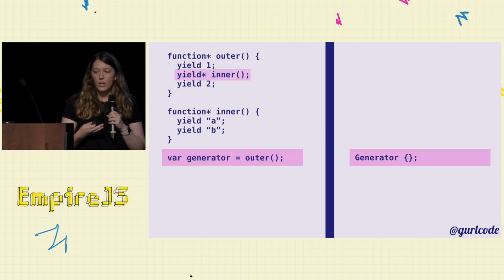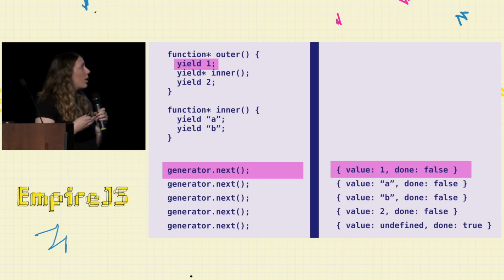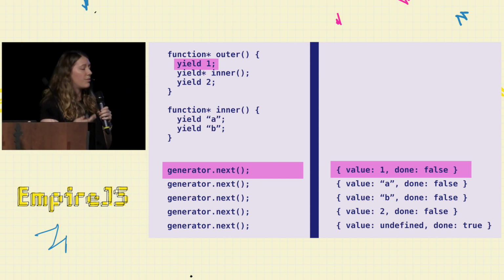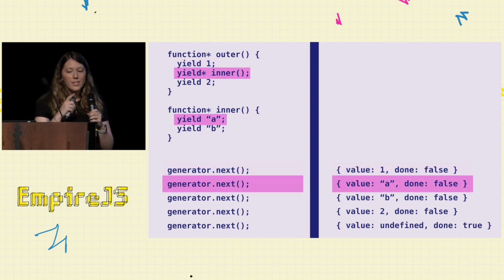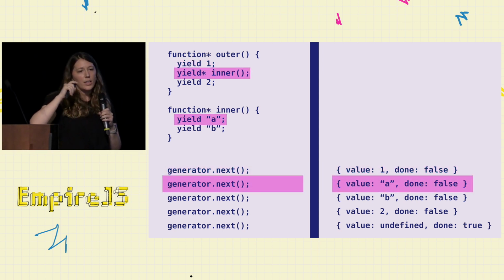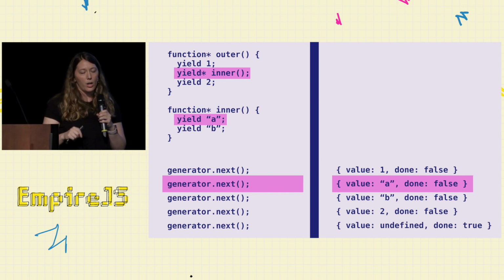So same as before. We call this function, we get the generator object. When we call next, what we expect to happen happens, right? We're yielding 1, so our value is 1, and done is false. But on the next call, we're not actually pausing at that yield star inner. You see, we're actually pausing inside of inner.